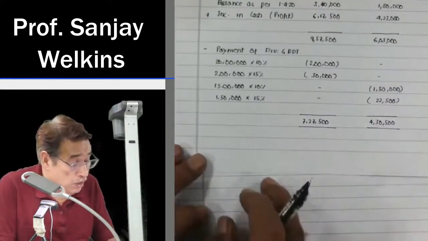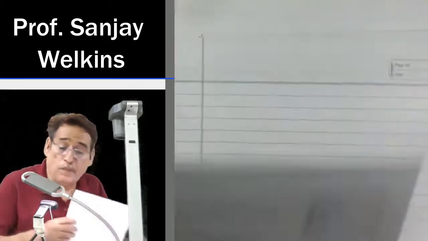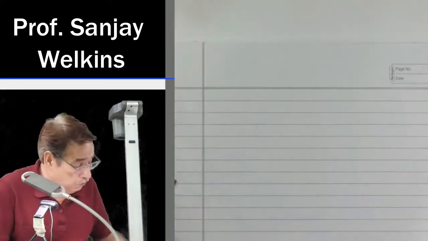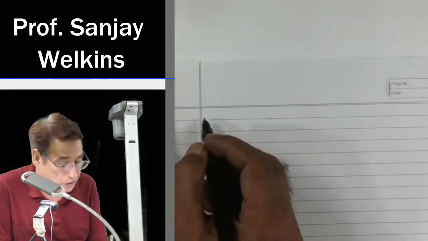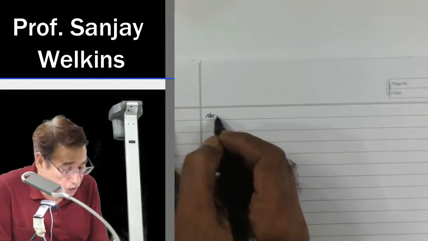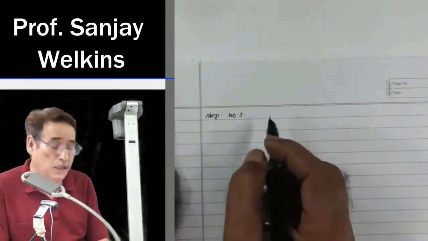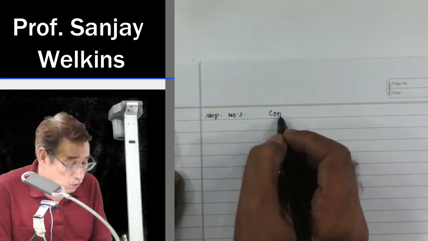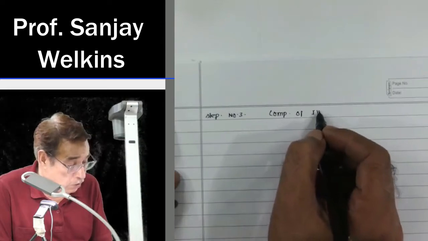Correct? So now we are in a position to compute the intrinsic value of share. So this is your step number 1 and 2. Now we are in a position, as I said, to compute intrinsic value of share. In order to compute the intrinsic value of share, step number 3, first of all, let me write here. Step number 3. Then I will write here computation of intrinsic value of share.